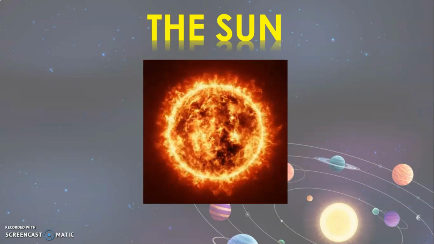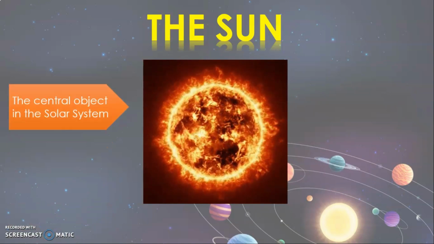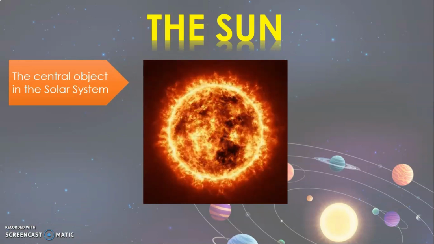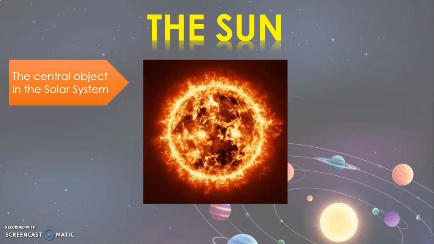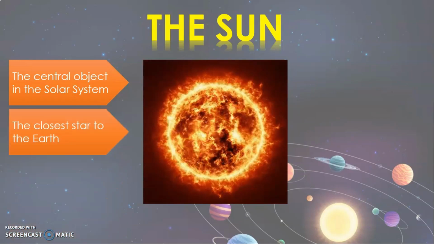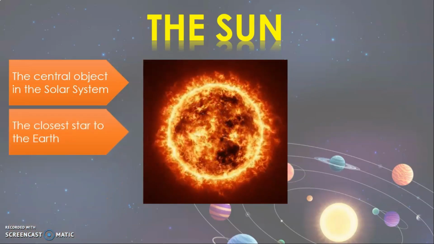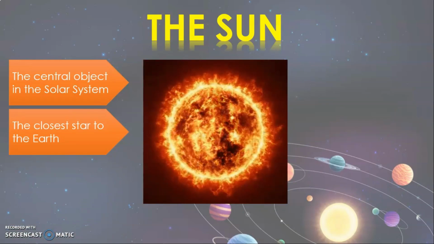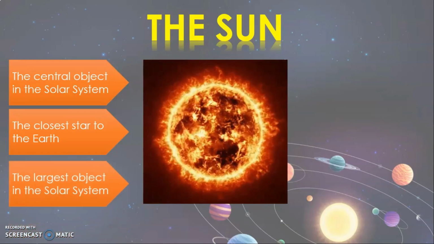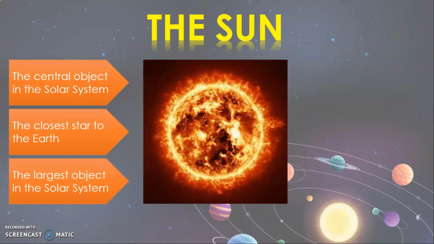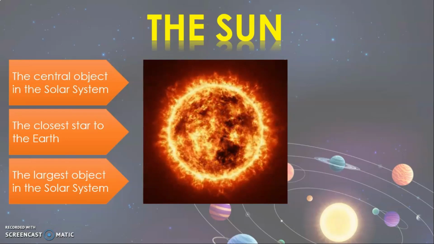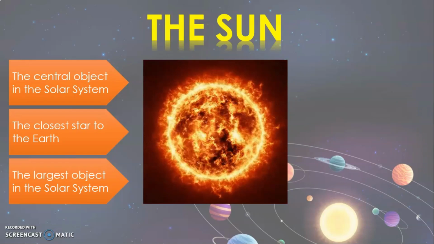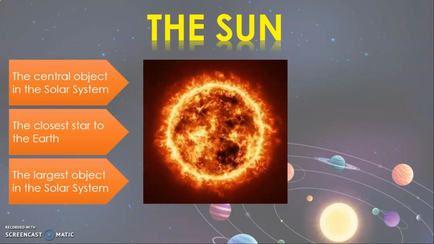Okay, the Sun is the central object in the solar system. Yeah, it is also the closest star to Earth. The closest star to Earth. And moreover, the Sun is the largest object in the solar system. Among all objects, the Sun is the largest one.